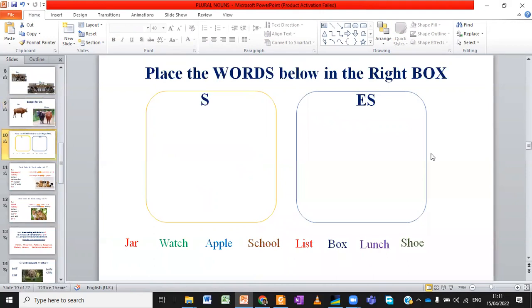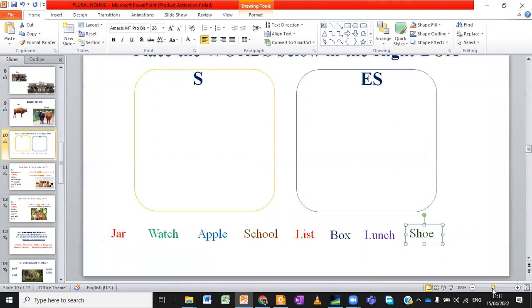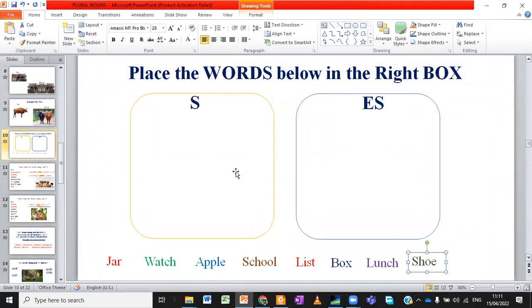Now, this is what I want you to do for me. There are words here. I believe you can see my screen. I want you to tell me where I should place each of them to form the appropriate plural. So where should I take jazz to? Now, there are two boxes here, S and ES. Which of these words should I place in the right box to form the appropriate plural? So where should I place jazz?